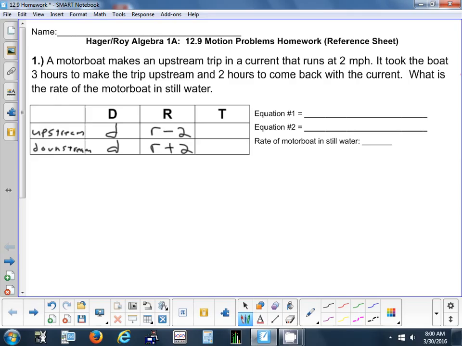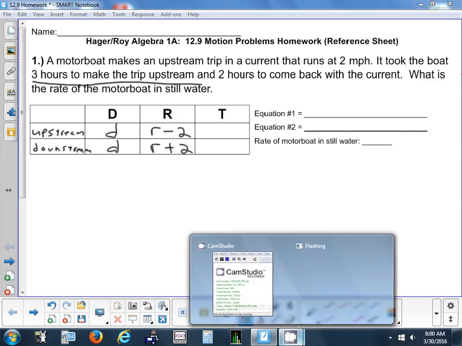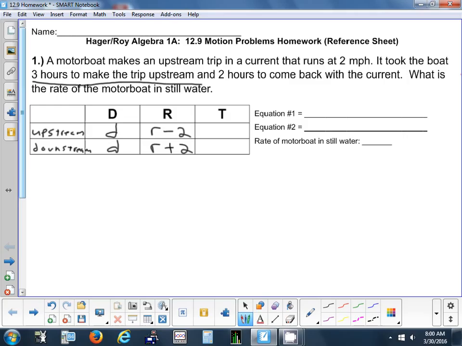Now the last thing I have to do is look at the problem, and hopefully they have some times. It took the boat 3 hours to go upstream. So 3 hours to make the trip upstream. Does that go in the top box or the bottom box? Top box. 2 hours to come back. So where does that go? Bottom box. That's it. That's the hard part. Now we got our equations.